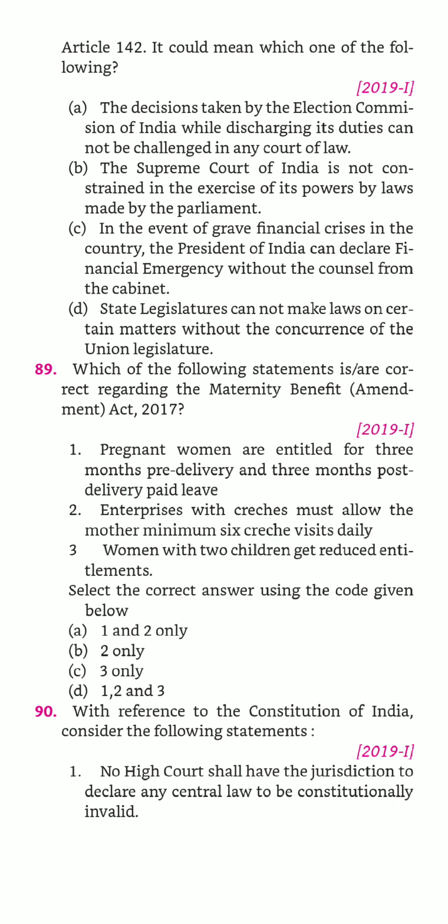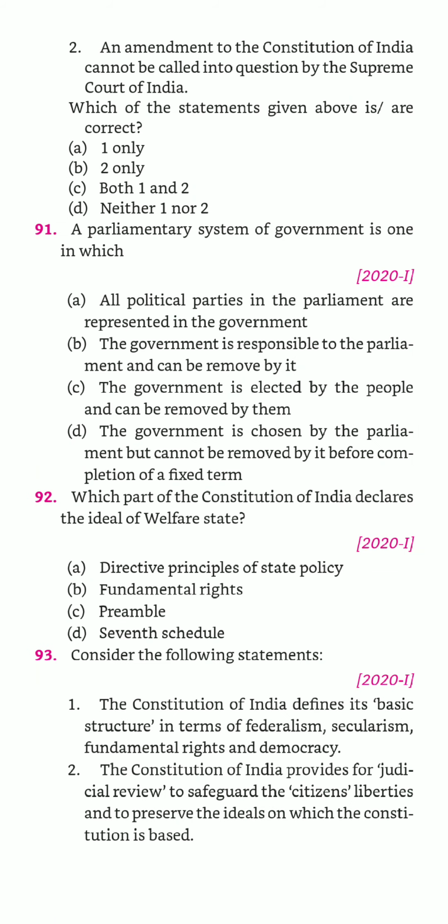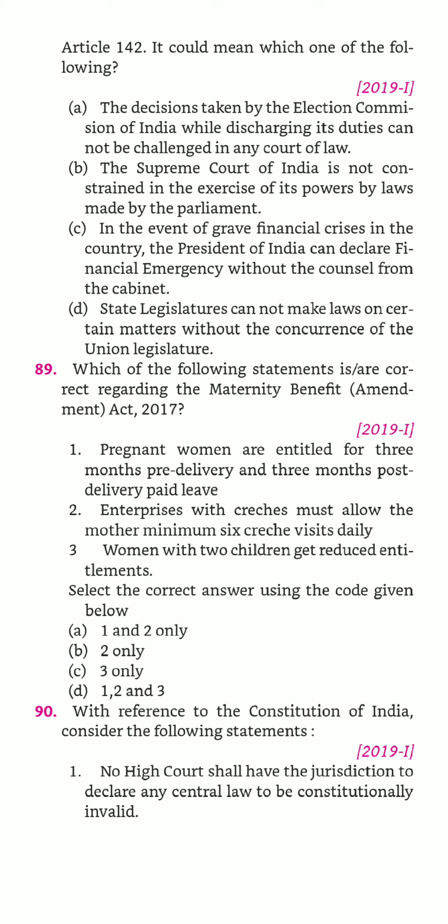Here again, friends, see this one. They talk about judicial review, question number 90. This is about judicial review. No high court shall have the jurisdiction, there is nothing like that. Any high court can go through this one, central law. The second statement, any amendment to the Constitution of India can be called into question by the Supreme Court of India. It is under judicial review. Whenever you read judicial review, Article 13 of fundamental rights, then you can easily go through this. This is a very easy question.